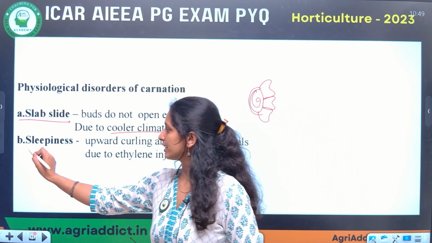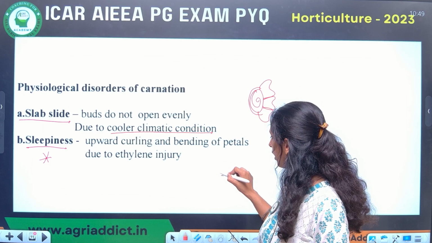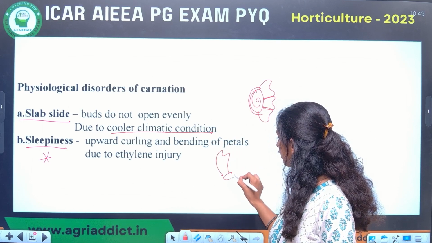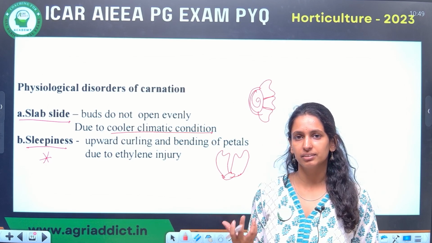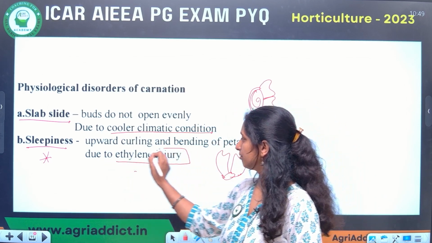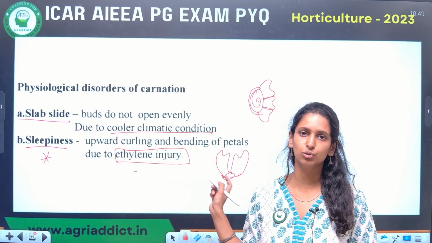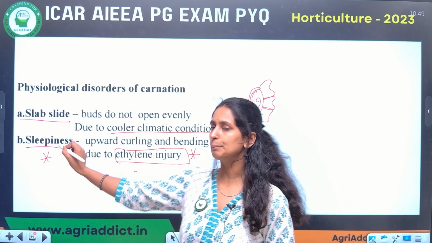Then another disorder is sleepiness. It is very important. Sleepiness, in this case, there will be upward opening of the petals. There will be a cup-like structure formation. This is mainly because of ethylene injury. This is a very frequently asked question. You just remember this: ethylene injury will cause sleepiness in carnation.